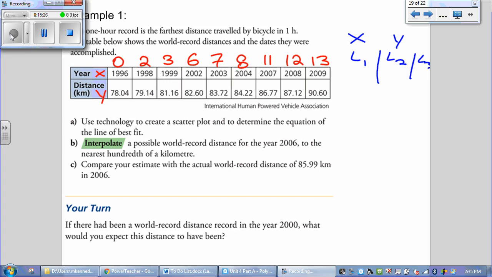What's the highest X value I have? 13. But I might want to use this information to predict beyond into the future. So I'm going to put, let's say, 20 into there for X max, because if I want to be able to draw a line and see where it would go into the future. My Y minimum, what's the lowest Y I have? 78.04. I'm going to go a little bit below that so I can see it a little better. I'm going to put 75 as my minimum. My max Y was 90.6. Again, I might want to predict into the future a little bit, so I'm going to put 100 as my Y max.